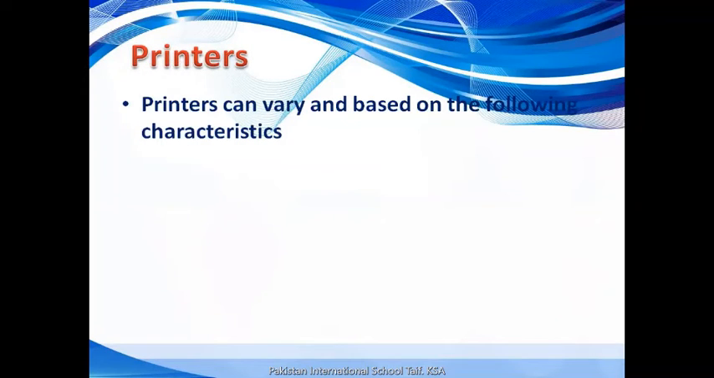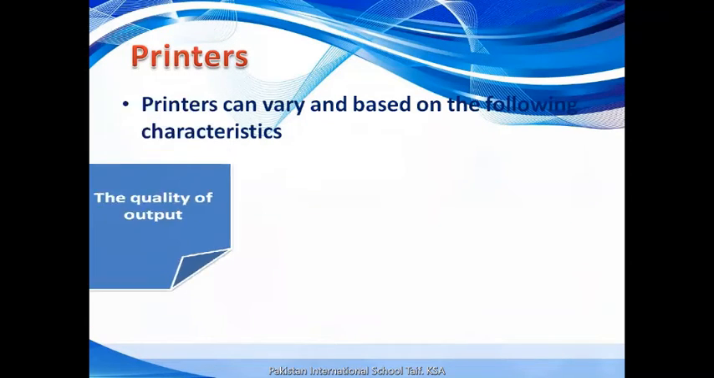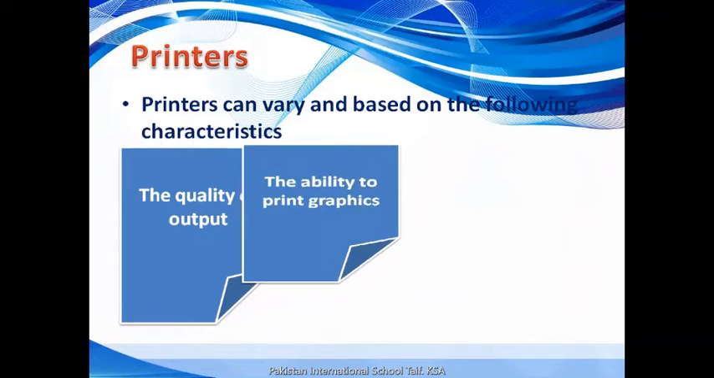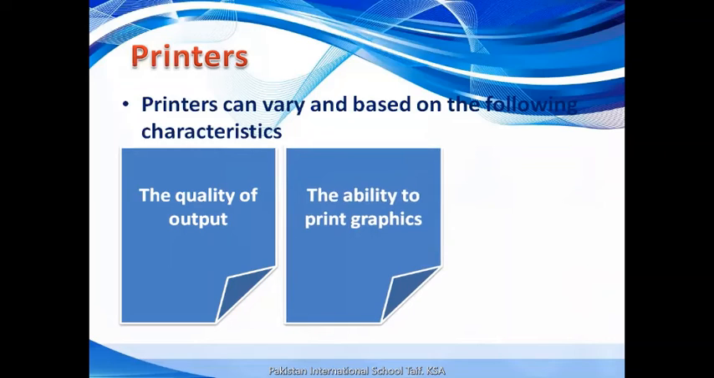Printers can vary based on the following characteristics. First of all, the quality of your output. If you want high quality, you can use printers with more DPI, dots per inch, which can generate high resolution results. The second is the ability to print graphics. So you can use a printer which can print high quality graphics.